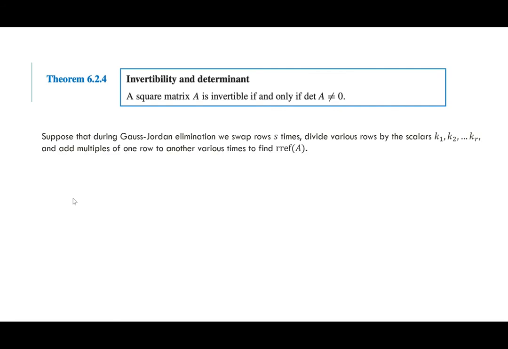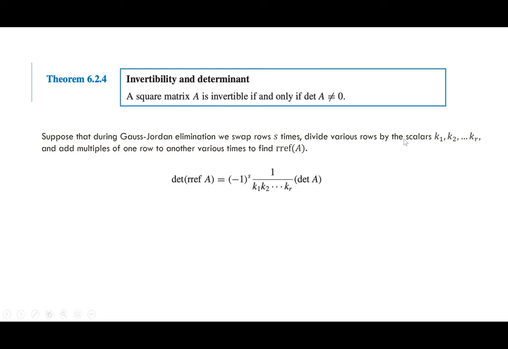So, okay, suppose that during Gauss-Jordan elimination, we swap rows s times, divide various rows by the scalars k1 to kr, and add multiples of one row to another various times to get to the reduced row echelon form. So these are the only things we can do. We can do row swaps, we can divide by scalars, and we can add multiples of one row to another. Well, given what we just saw, this means that the determinant of the reduced row echelon form of A is going to be -1 times the number of swaps, since every swap is going to change the sign.